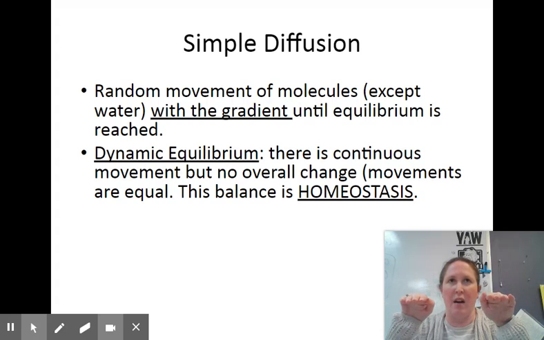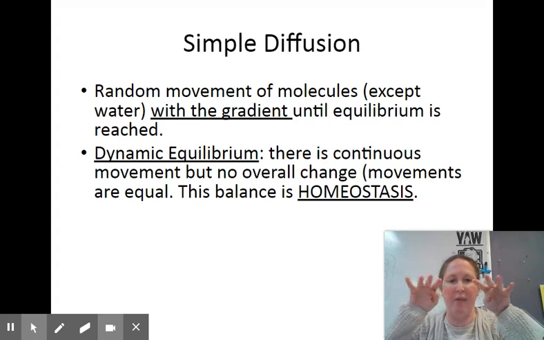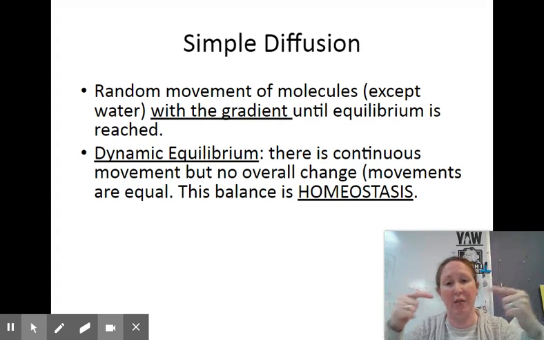If 4 go out, then 4 will come in. So they're always moving out and in equally. So you have that homeostasis, you have that balance. There's no gradient, however, things are still moving. They're just moving out equally.